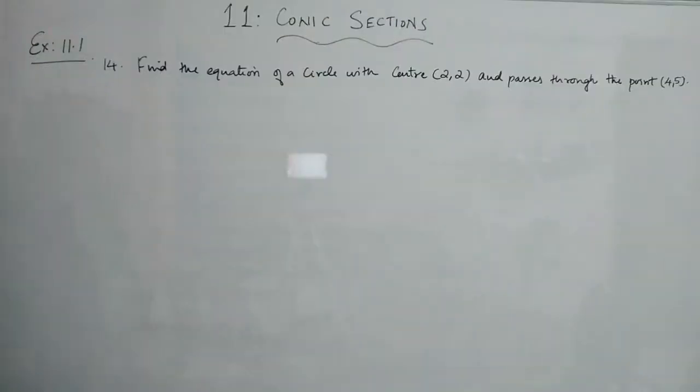Question number 14 is: find the equation of a circle with center 2, 2 and passes through the point 4, 5.